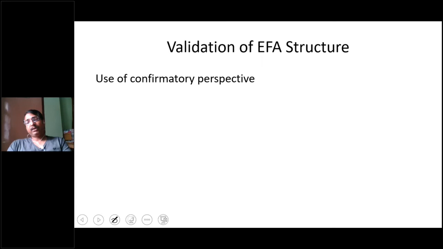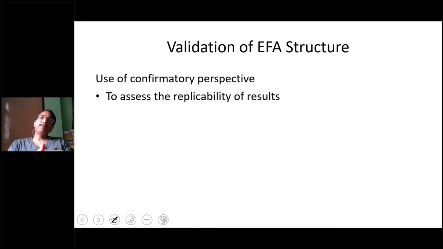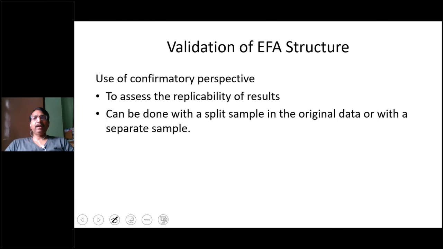Confirmatory factor analysis is not today's focus of this lecture. I will not go into detail. This confirmatory factor analysis is used to assess the replicability of results, whether the constructs which you identified through EFA are measuring the same thing repeatedly or not. So we can be assured of this particular aspect using confirmatory factor analysis, and it can be done with a split sample in the original data or with a separate sample. So confirmatory factor analysis is repeated on a separate set of samples, or maybe you can split the sample of your EFA data file, and you can run the confirmatory factor analysis. The results may be validated.